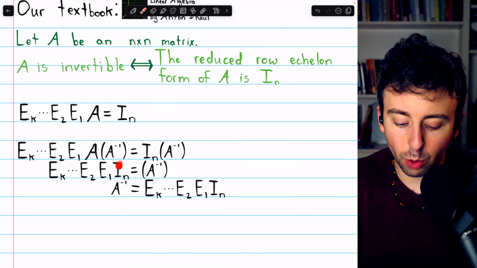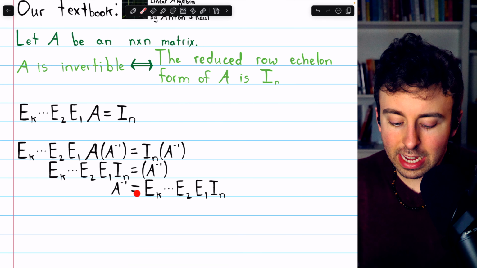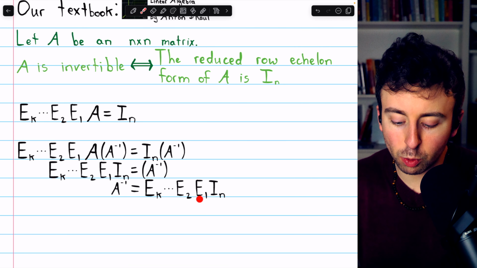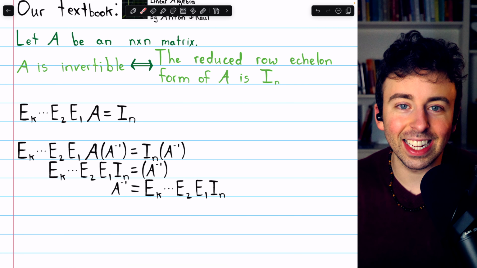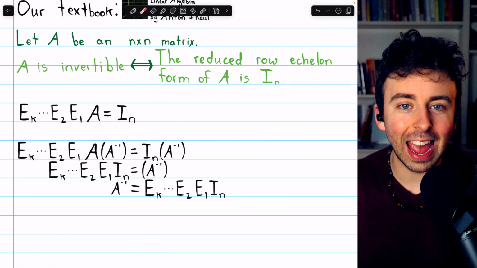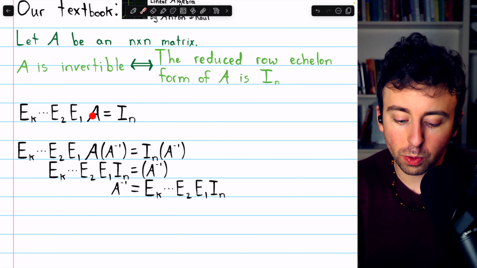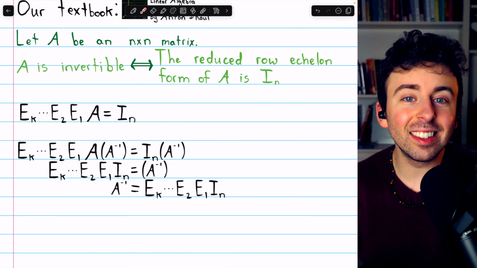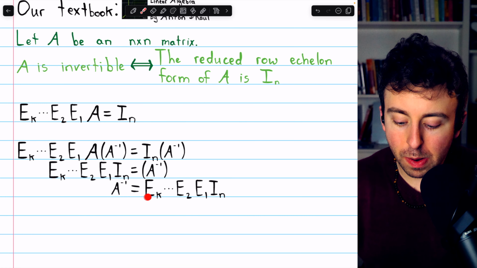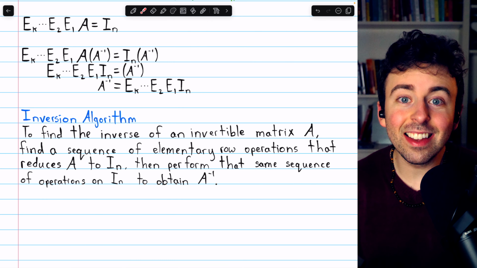Then, writing this equation in the opposite order, we have that A inverse equals this sequence of elementary row operations times the identity. This tells us exactly how to find the inverse of the matrix A. Those elementary row operations used to reduce A to the identity, exactly those operations can be performed on the identity to produce A inverse. It really is as easy as that.